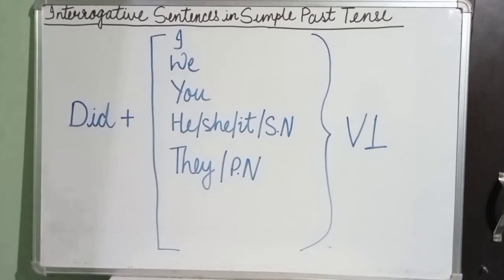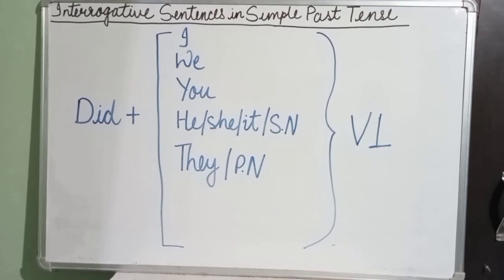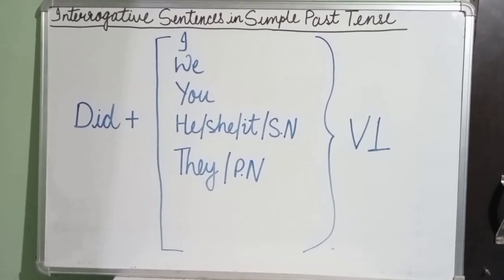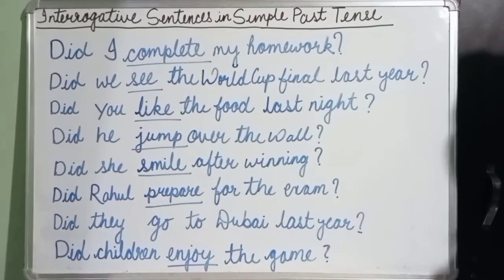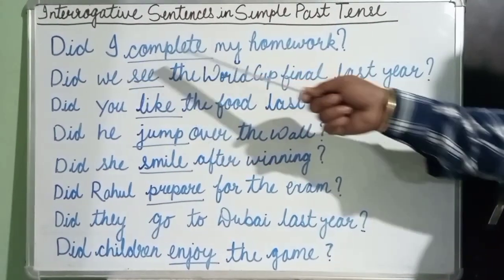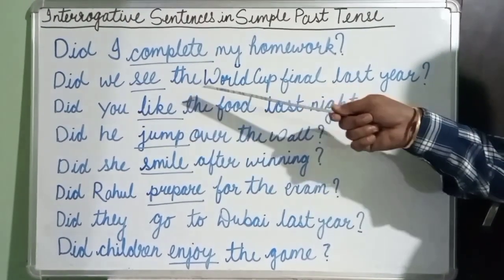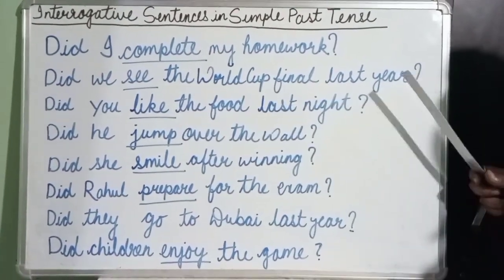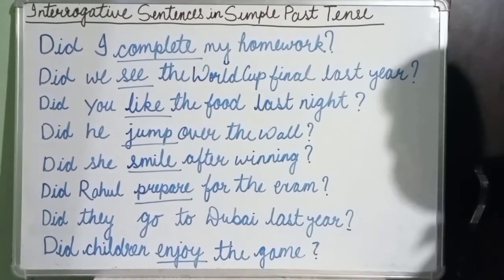And then we have to add the first form of verb after the subject. Now let us clear it with the help of some examples. Did I complete my homework? Did we see the World Cup final last year? Did you like the food last night?